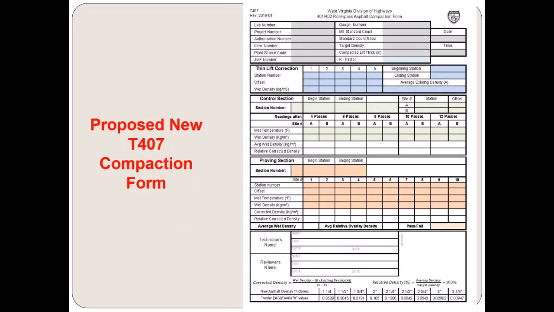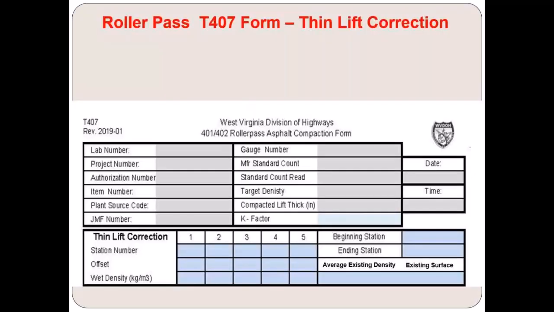Here's a look at the new 407 compaction form. And again, the data will be in the upper third area of the form. This is what it's going to look like. Starting 100 foot beyond the joint, assuming this project starts at 0+00, our beginning station for our thin lift will be 1+00. We go 400 feet, and that gives us 5+00.